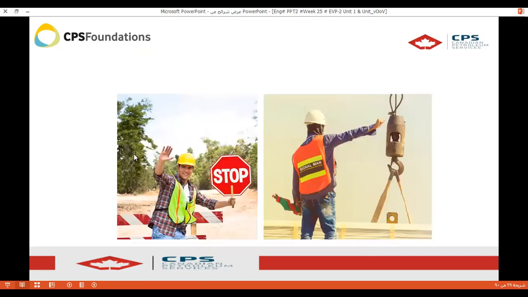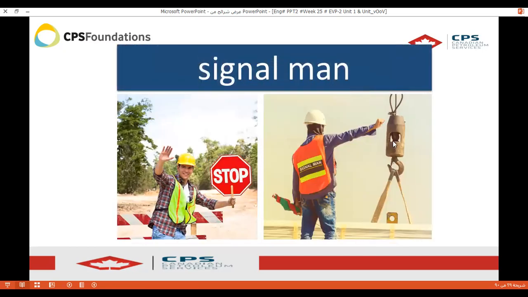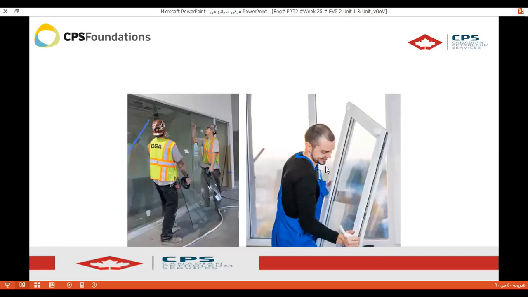Okay, what are they doing now? Look at them. Can you see signals? Yes, he is a signal man. Signal man. He is giving signals. Stop, go up, turn right, turn left. He is a signal man.